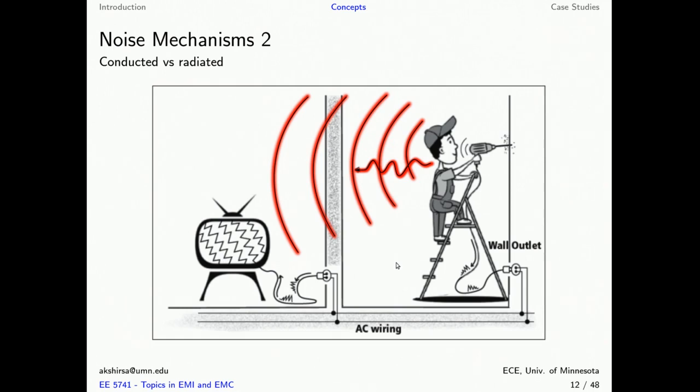in the other room. Conducted noise, on the other hand, needs a conducting medium to travel. So any noise or noise voltage at the drill is going to cause a voltage which affects the line through the conductors, and since this television set is connected to the same mains wiring, the AC wiring, it is going to see that noise as well. So this is just a quick demonstration of how conducted and radiated noise works.